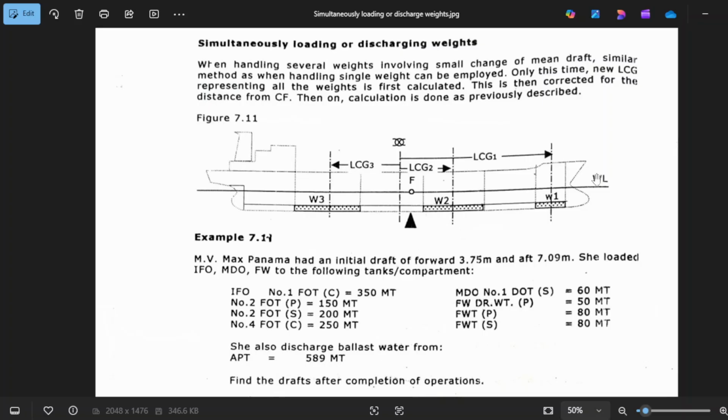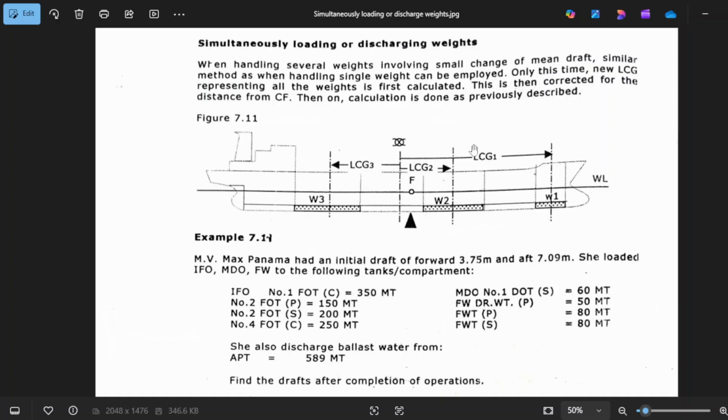So these are the weights, guys. These are the weights: FOT number 1, fuel oil number 2 for the starboard, FOT number 4 center. Then we also load the diesel oil number 1 starboard. Then we replenish fresh water, or drinking water, and fresh water tank for the starboard. And these are the weights. Okay, so this is the scenario.